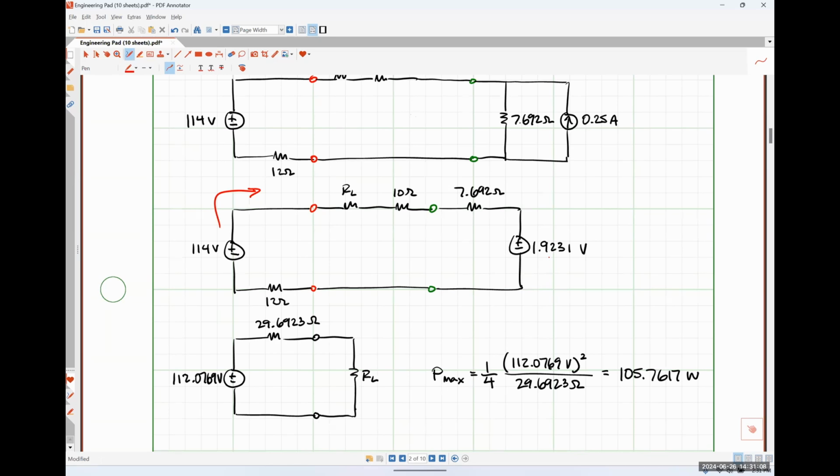If instead I had chosen to put my voltage source on the right-hand side of the circuit when I redrew things, I would have wound up doing 1.9231 minus the 114, and that would have given me the negative value. So effectively, I'm using this one as my reference, which is why I got a positive number. If I had chosen this one as my reference, I would have gotten a negative number. Okay, that makes sense.